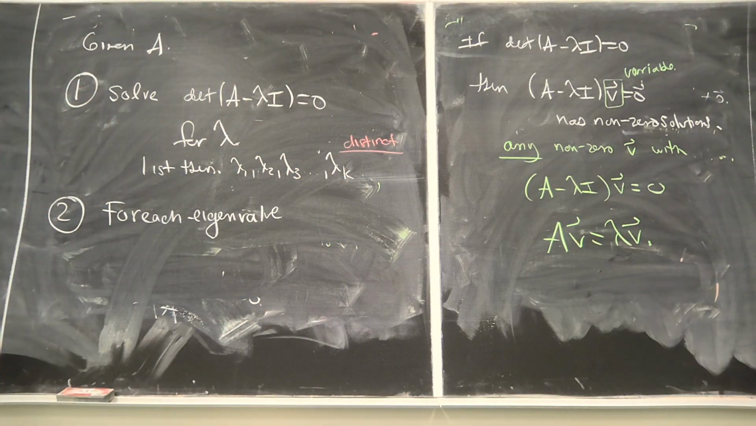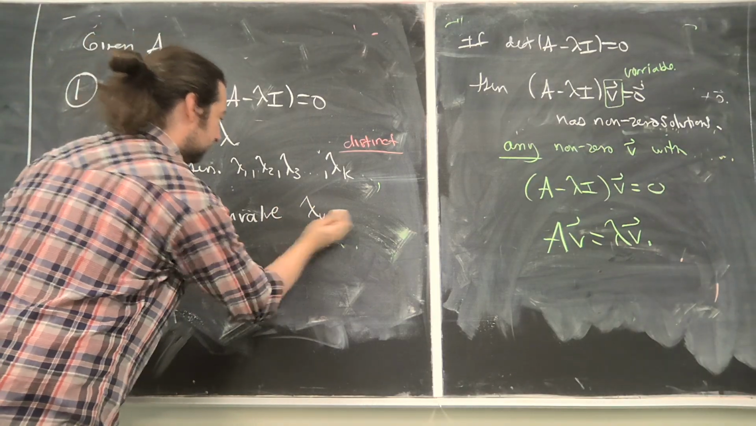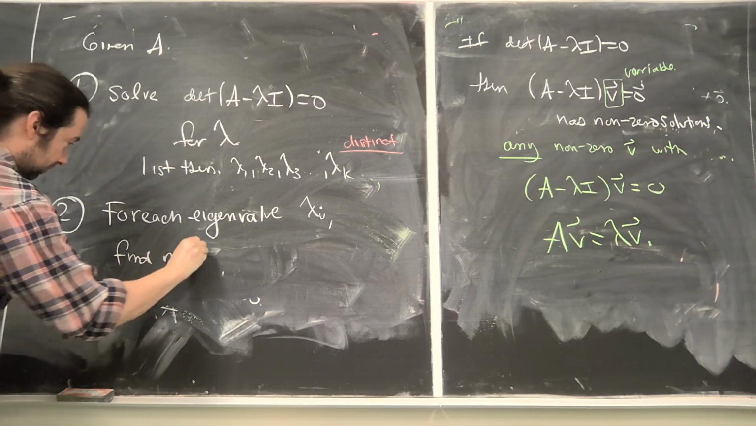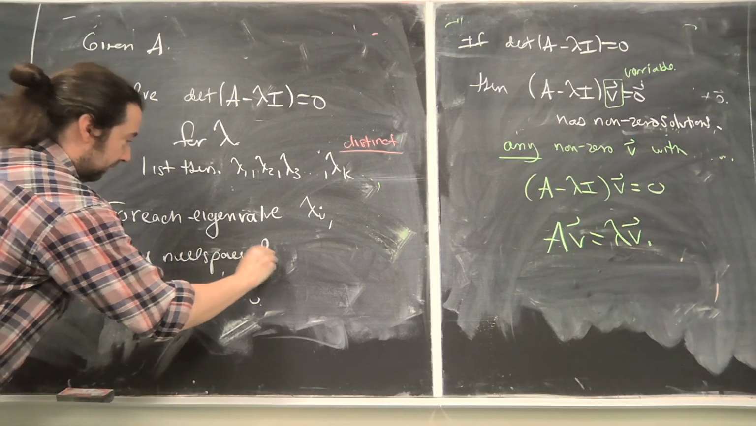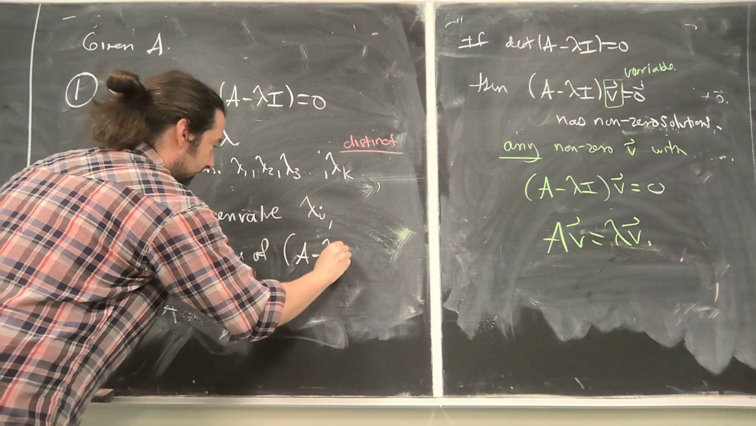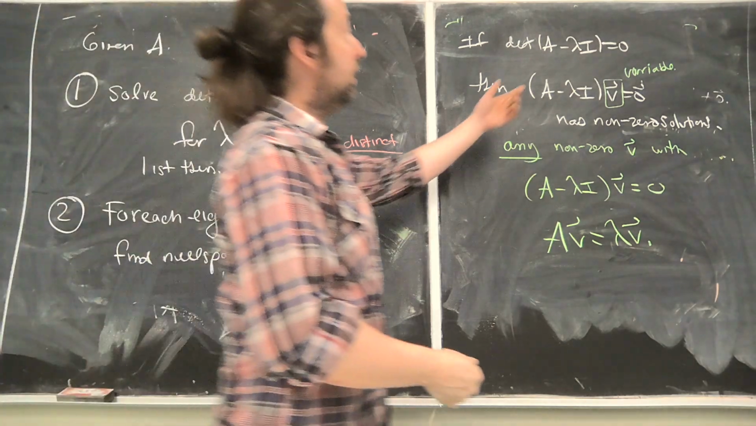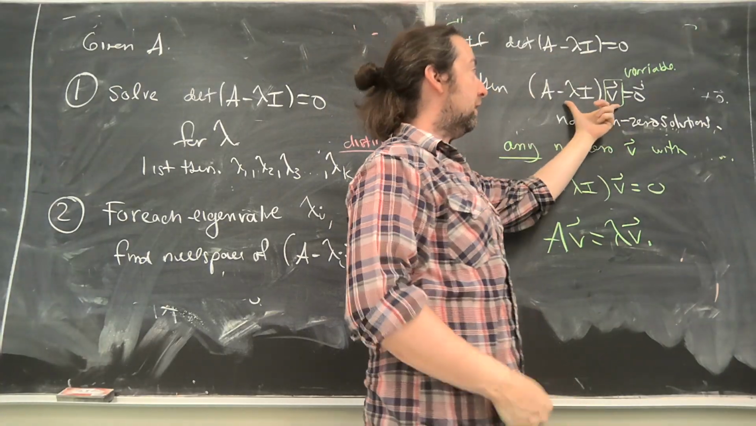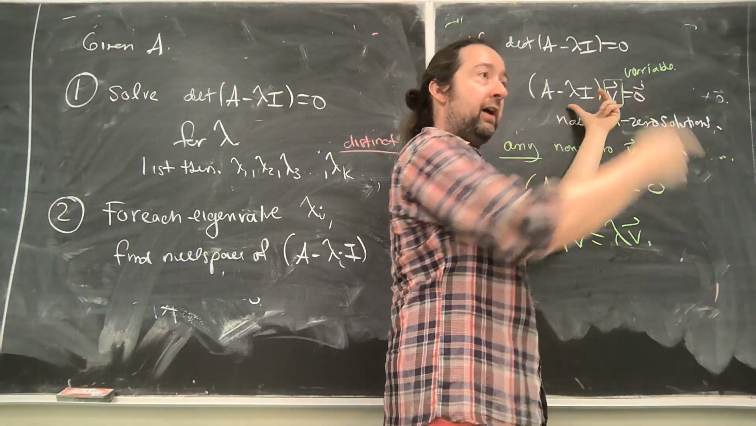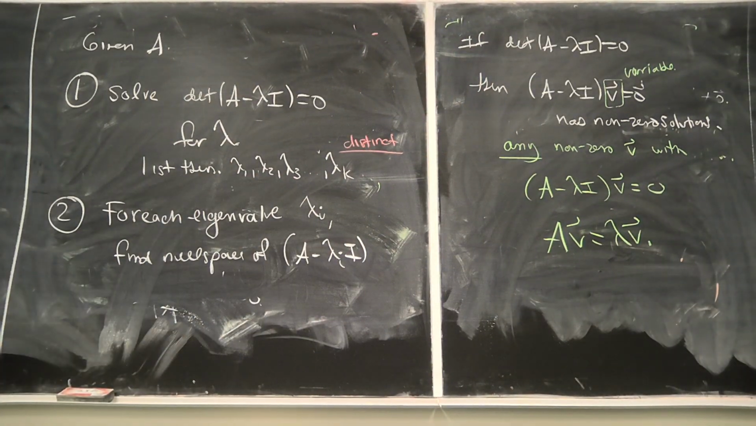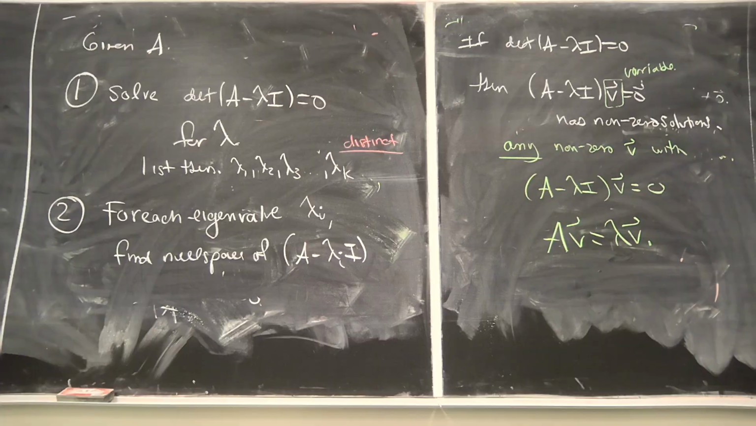So for each eigenvalue lambda i, we're going to find the null space of the matrix A minus lambda i times the identity matrix. Once I know that I've got the right lambda, finding a description of this null space will tell me what all the eigenvectors for that eigenvalue must look like. So I start by finding the eigenvalues, and then I go one by one through the eigenvalues and calculate null spaces. A lot of row reduction involved in this.